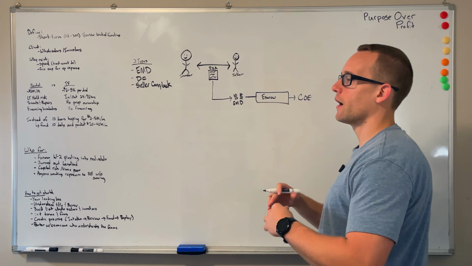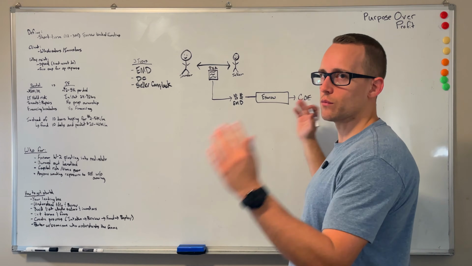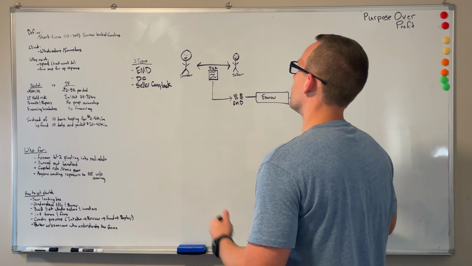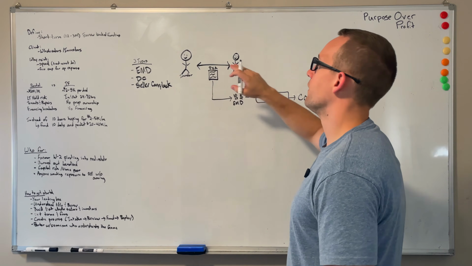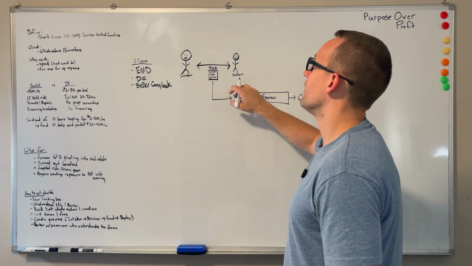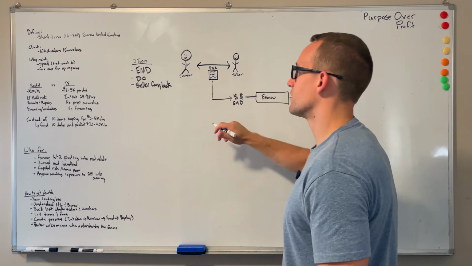So EMD, we're going to go through these one by one. So overall, you've got, say, a high level view of a real estate transaction. So you've got your buyer here, and then you've got the seller of the home. And then you guys come to an agreement. You have a purchase and sale agreement there.